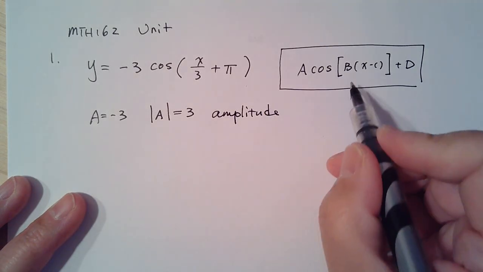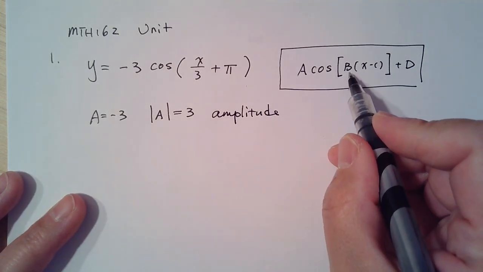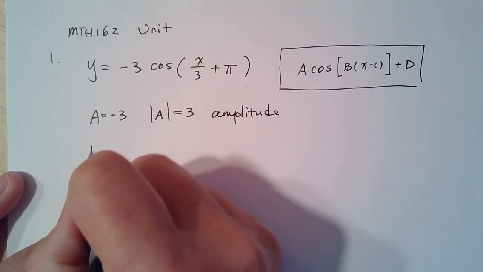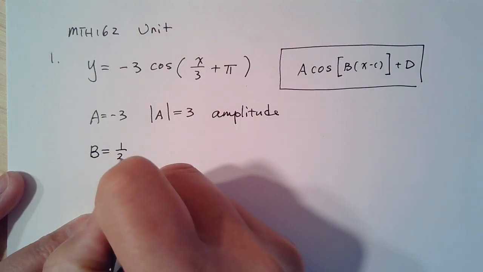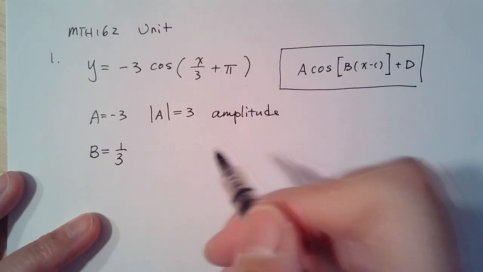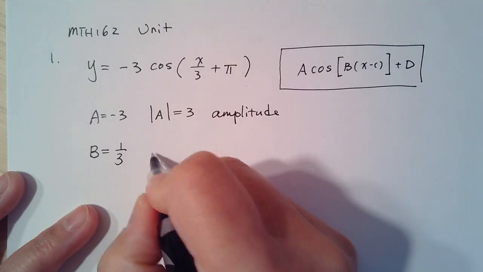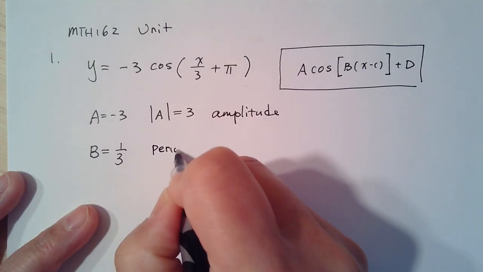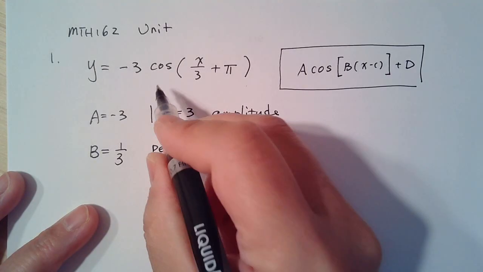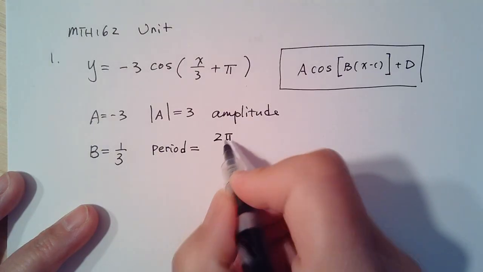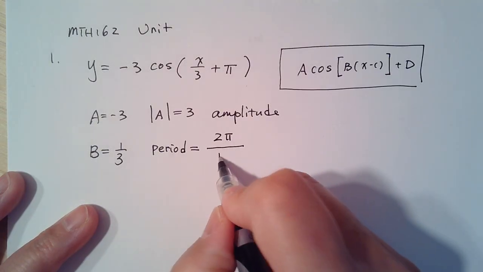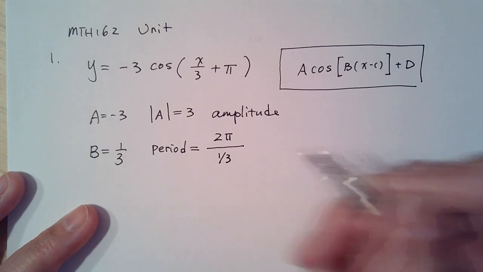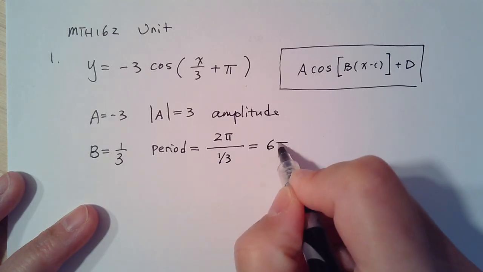Okay, and the b is the coefficient of that x. So my b equals 1/3. Can you see that? Right? And then from here, I know the period. Period is the parent function cosine period, which is 2 pi, divided by b, 1/3. 2 pi over b. So the answer is 6 pi.